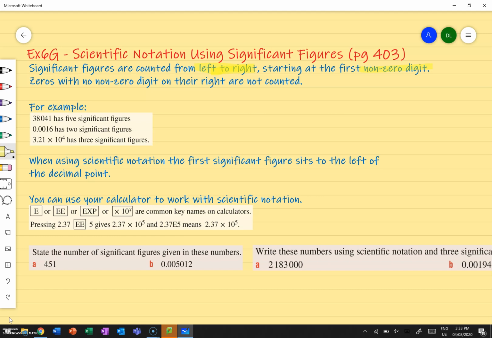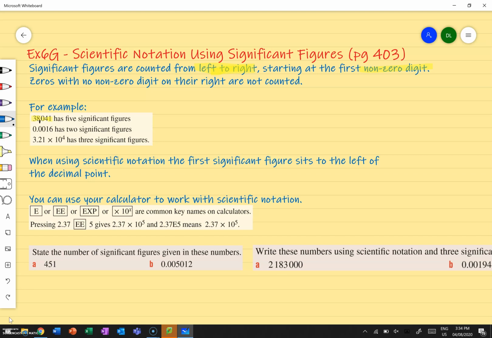Zeros with no non-zero digits on their right are not counted, and I'll explain what that means. If I have, for example, 38,041, what's the first non-zero digit from the left? Well, it would be 3, and I go 38041, and I'm including the 0 because it's not on the very left or the very right, it's in the middle. So I'm including that, and then end up with 5 significant figures.